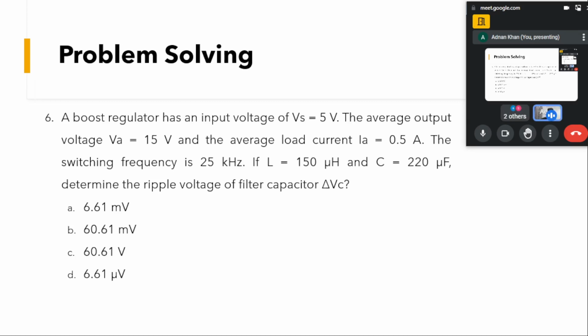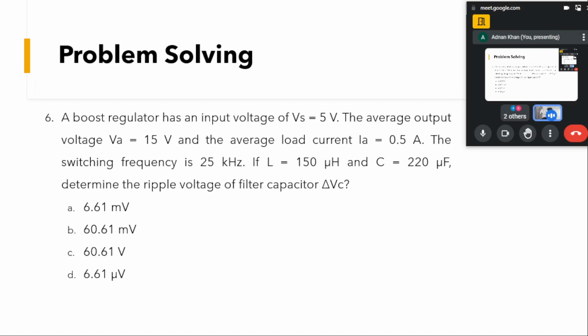The average output voltage is 15 volts and the average load current is 0.5 amps. The switching frequency is 25 kilohertz. If L is 150 microhenry and C is 220 microfarad, determine the ripple voltage of the filter capacitor.